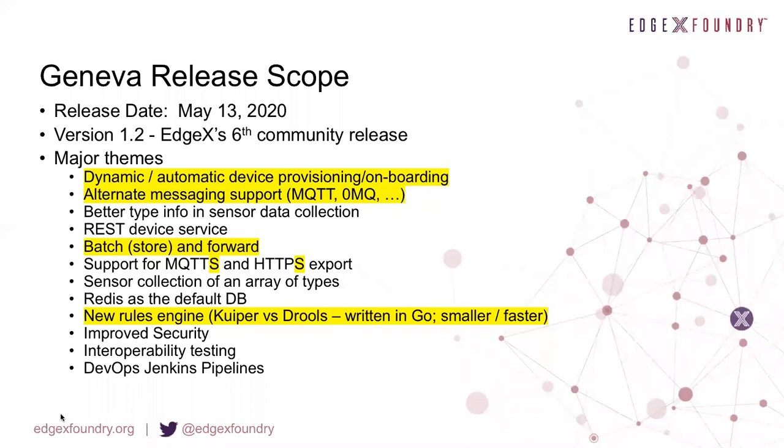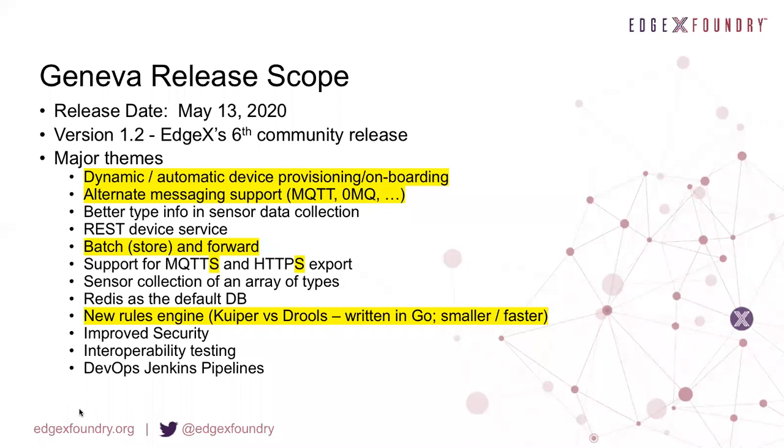We're providing for alternate messaging support. Most of the messaging that we use today in EdgeX is 0MQ, but we've expanded that, and now in many cases you can use MQTT. We provide for better typing of sensor data so that as you are seeing the data flow through EdgeX, you'll be able to tell, is that a float or is that an int? More information will be provided in the way that that data is transmitted, so you have better indication of that. We have a new REST device service. So if you have a sensor or device, or even if you're communicating with something like the internet, you have the ability to communicate via REST.